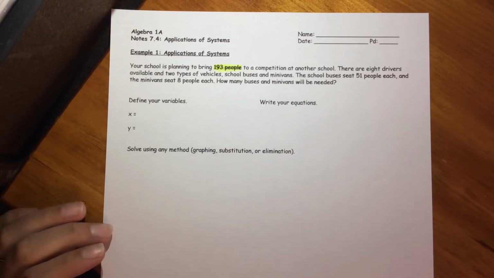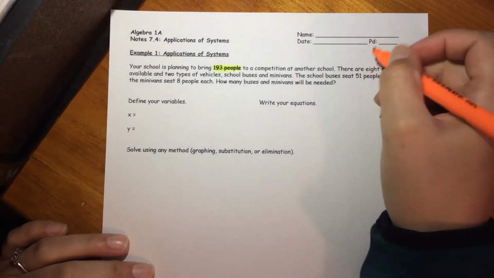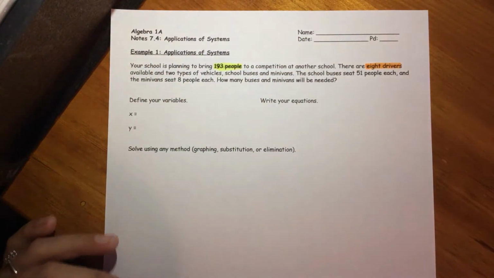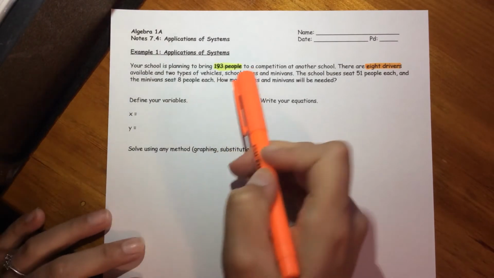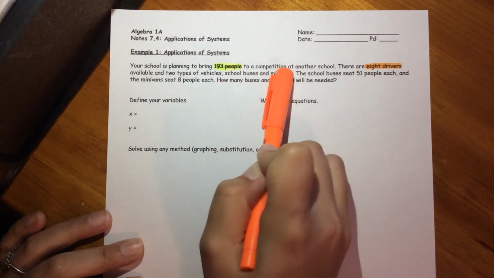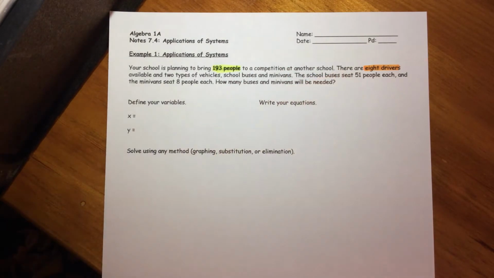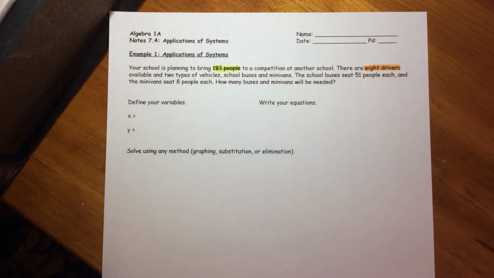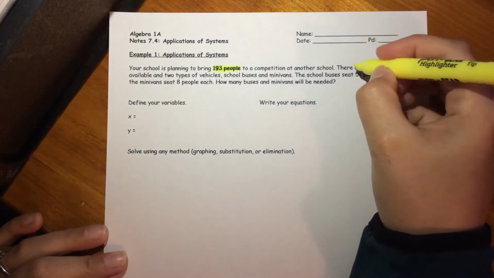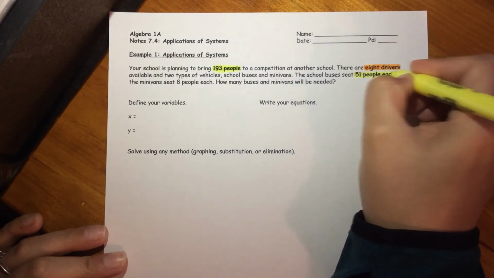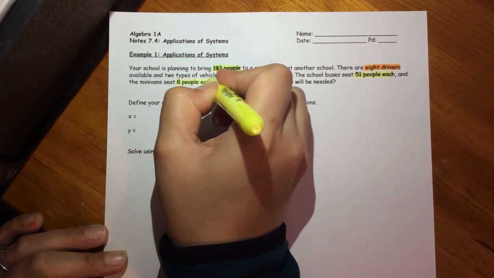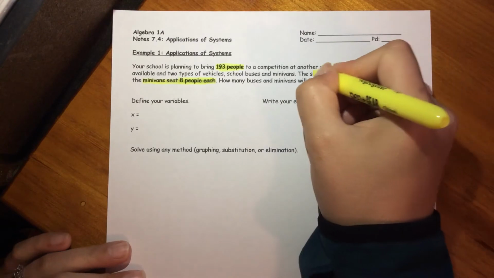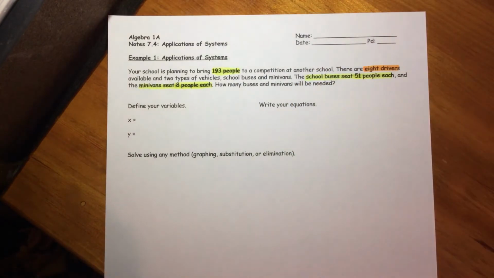At another school, there are 8 drivers available and 2 types of vehicles. We've got school buses and minivans, so there are 2 different vehicles. The school buses, 51 people each, and minivans are 8 people each. So minivans, 8 people each, school buses, 51.